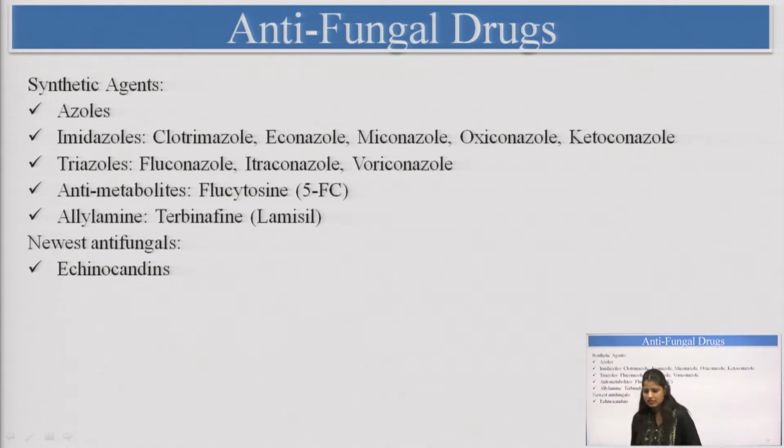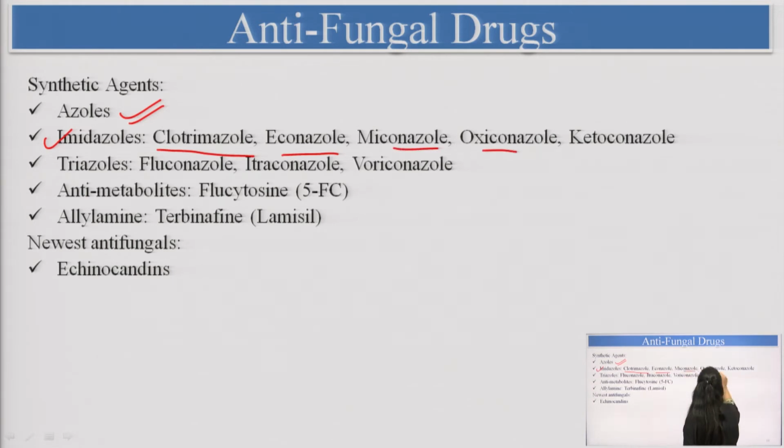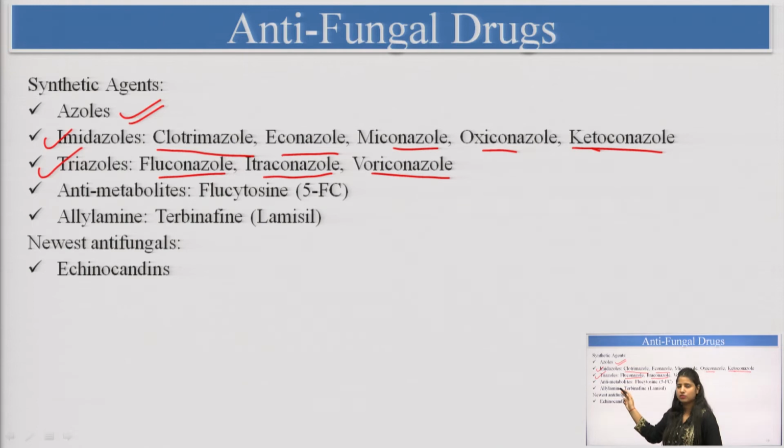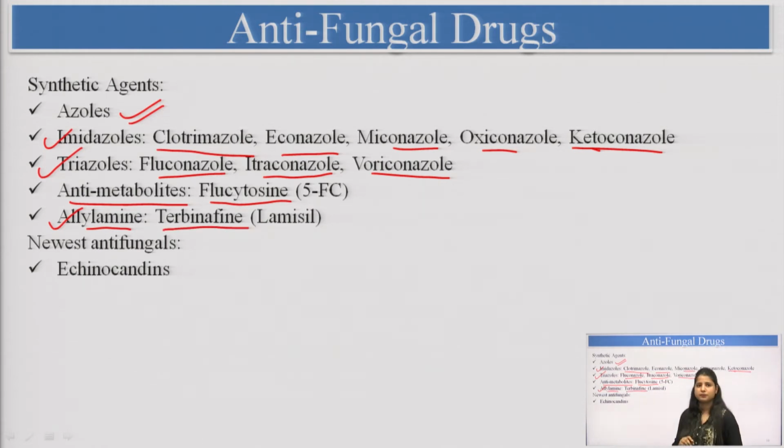Now we will see some of the synthetic agents, which are prepared in the labs. Synthetic agents means azoles. Under this we have imidazoles: clotrimazole, econazole, miconazole, oxiconazole and ketoconazole. Under the triazoles, depending on their structures, fluconazole, itraconazole, voriconazole. Some drugs act on the metabolite part, so they are known as antimetabolites, like flucytosine. They affect the DNA, RNA or the formation of proteins essential for the growth of the fungi. Now allylamine, here we have terbinafine.